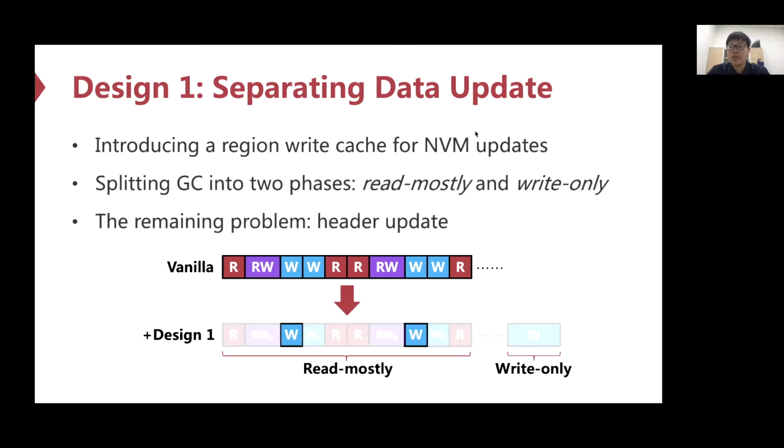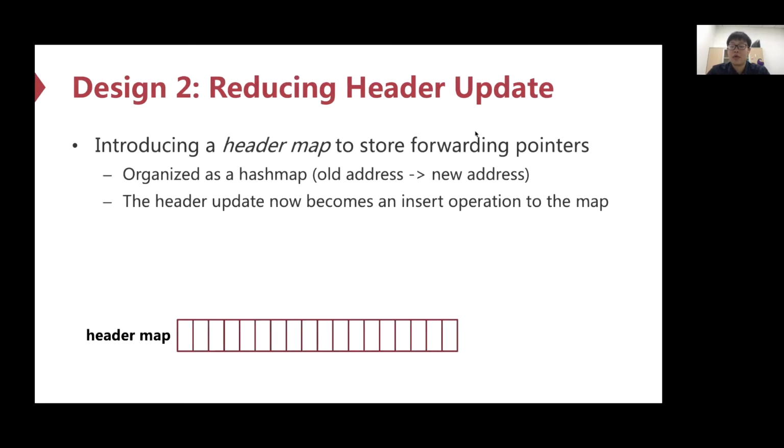However, there's still a remaining problem, the header update, which is the third step. So we propose the second design to reduce the header update. We introduce a header map to store forwarding pointers. That map is organized as a hash map, which maintains a mapping from old address to new address. When the GC thread wants to update the header, it will become an insert operation to the header map.